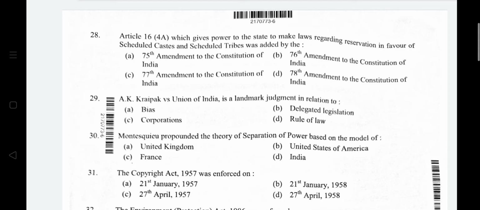Question number 30. Montesquieu propounded the theory of separation of power based on the model of A. UK, B. USA, C. France, D. India. Answer is A. United Kingdom.